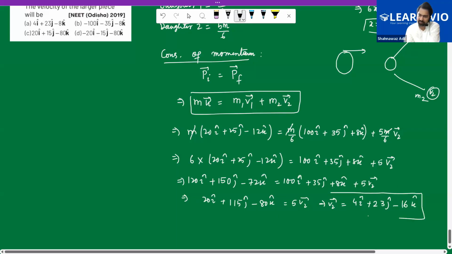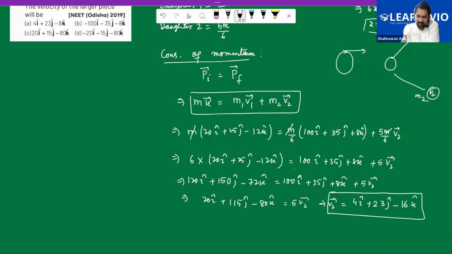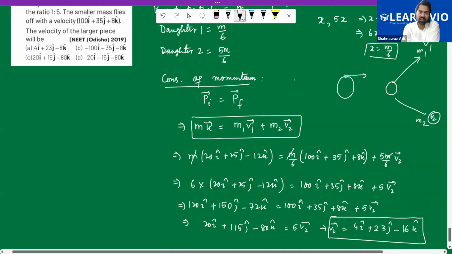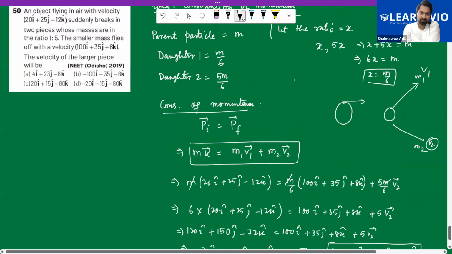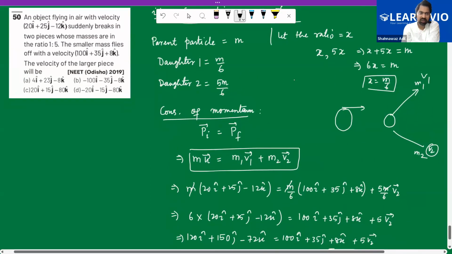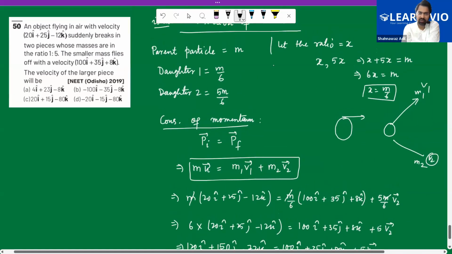This is the correct answer, right? So we'll be 6 and 12, and then this goes in the right-hand side, so this becomes minus 80. Yeah, so this would be 16. So is it clear? Yes, okay. Yeah, so this would be the answer.